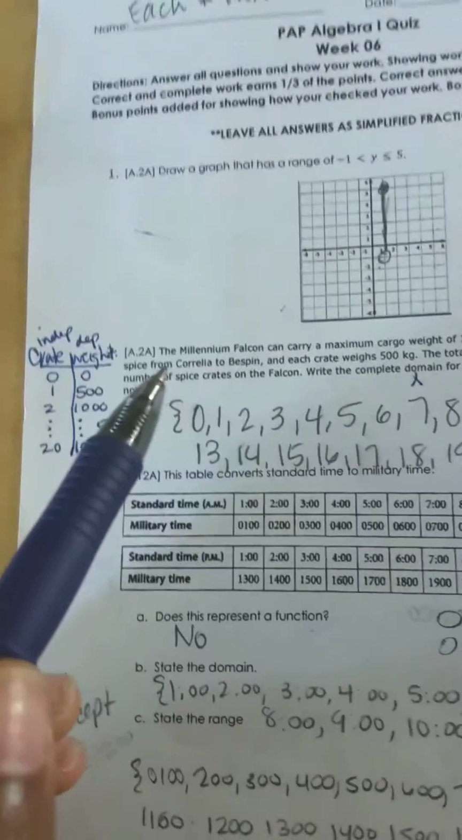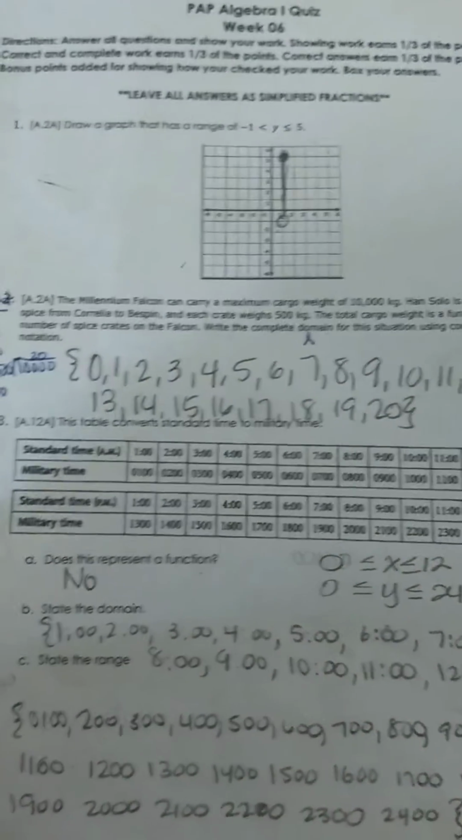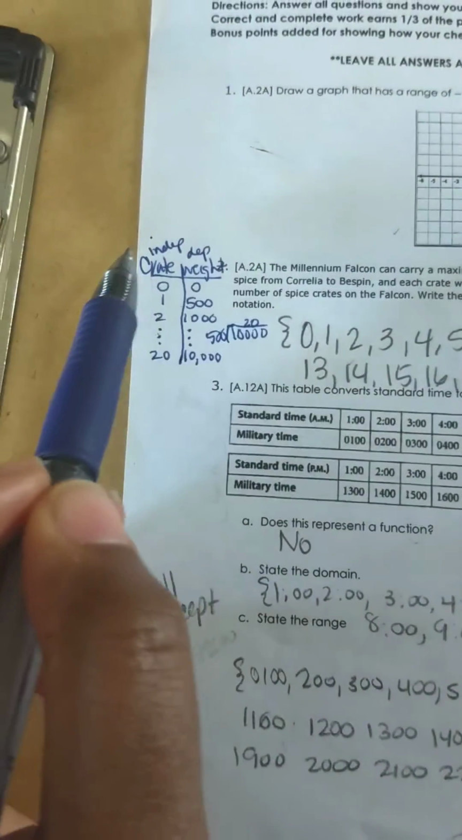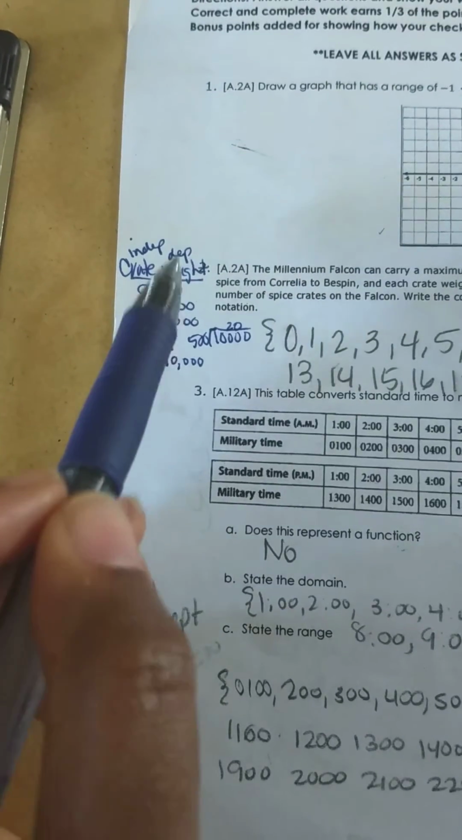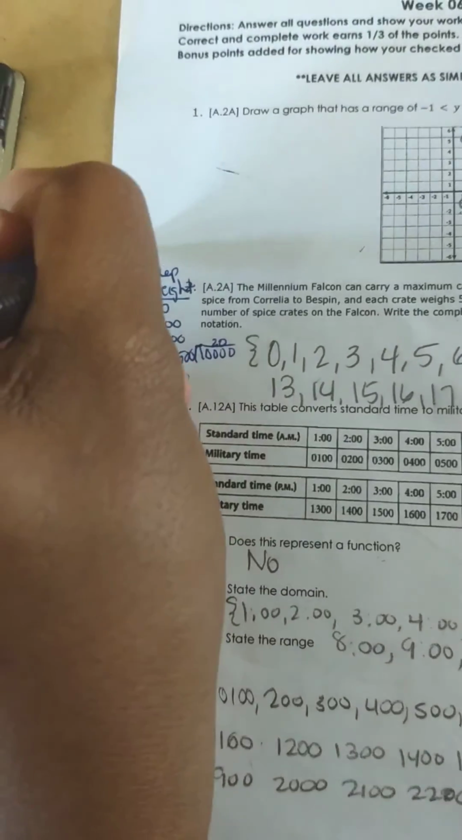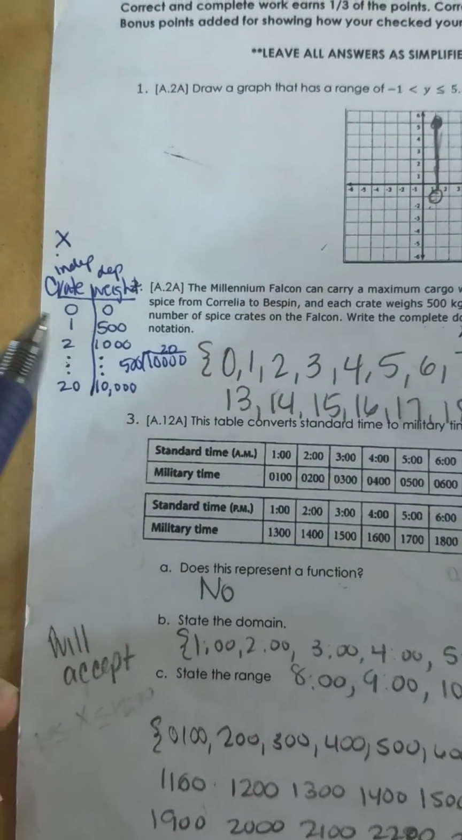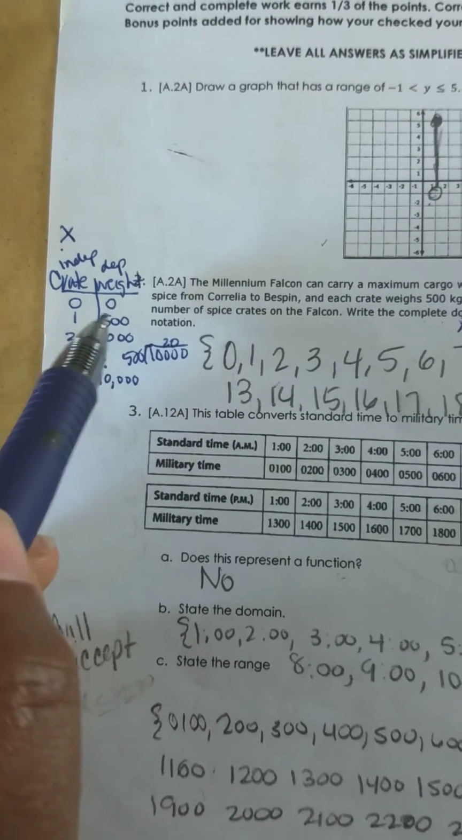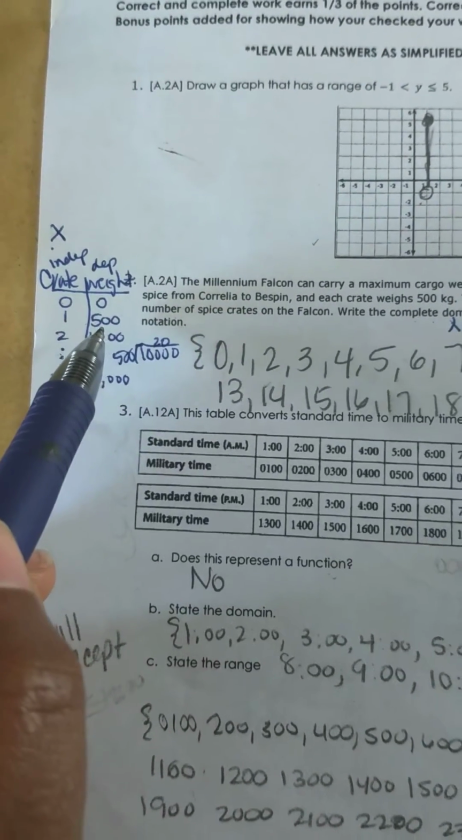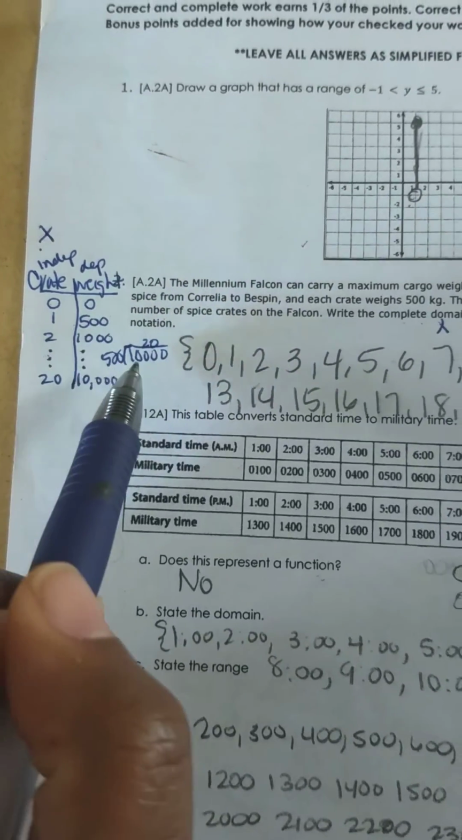So when I think about the two things it's talking about, the crates and the weight, the weight depends on the crate, which makes the weight the dependent, or the range, and the crate the independent, or the X, or the domain. So if I create a table, I had 0 crates, 0 weight. 1 crate is 500 kilograms, 2 is 1,000, and so on.